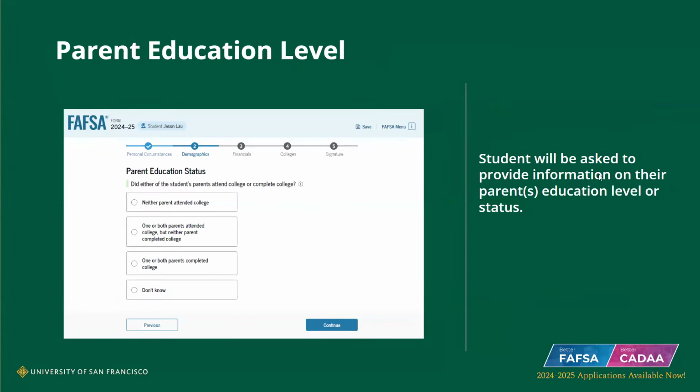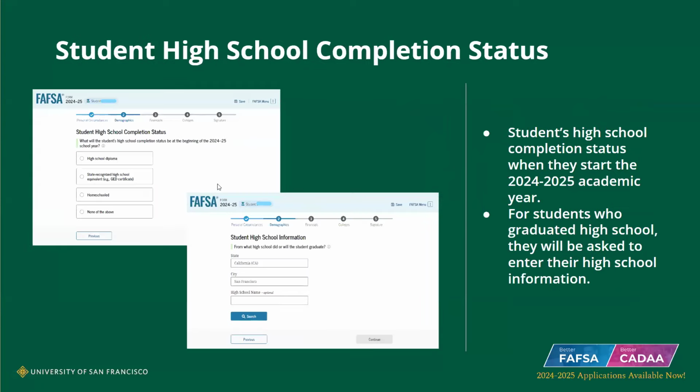You'll be asked to provide your parents' education level on the FAFSA as well. Again, this doesn't determine your federal aid eligibility at all. High school completion status. Did you complete high school? If you completed high school, it's going to ask you the city, state, and the high school name. You can notice that the high school name is optional, but you can search for it and you'll be able to pull up your high school as long as you have the city and the state accurately.